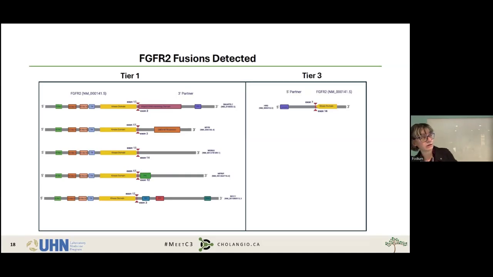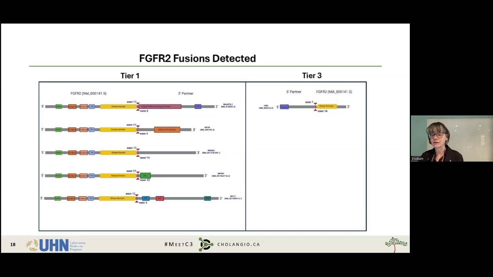So here are the actual fusions that we saw. And you can see the 5, and this is kind of small, and I'm sorry about that, but you can see they all end just after exon 17. And remember, exon 17 is the end of the tyrosine kinase domain. So they all have the tyrosine kinase domain, and then they all have a different partner on the other end. You can see BICC1 is there, but so is a whole bunch of other things. Those are the ones where the cholangio in those cases should be responding to the targeted therapy.